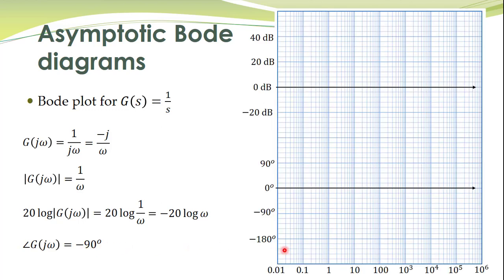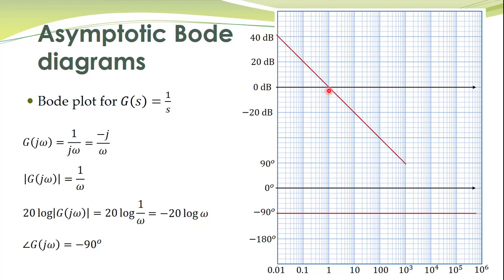Again, we have the same graph paper. This phase plot can be easily sketched. For all frequencies, the phase angle is minus 90 degrees, which is depicted over here. What about the magnitude plot? What is the difference between this equation and the one we saw on the previous slide? We have a similar equation. The only difference is that here it is minus 20. So the graph for this magnitude response is a straight line with a slope of minus 20 dBs per decade.